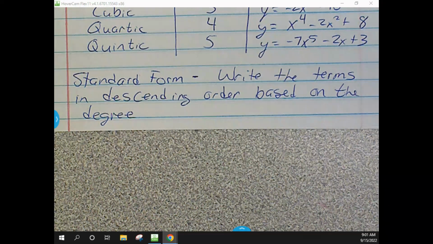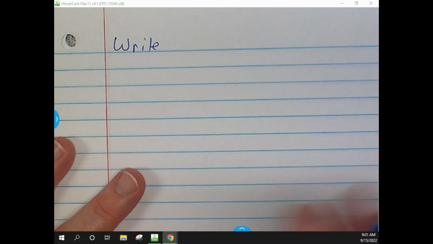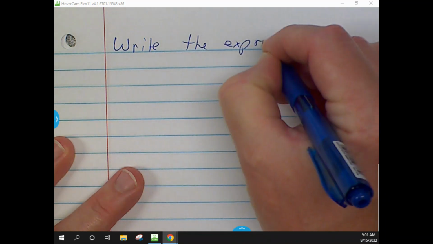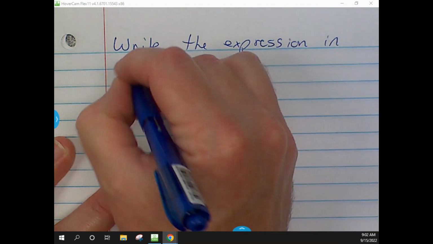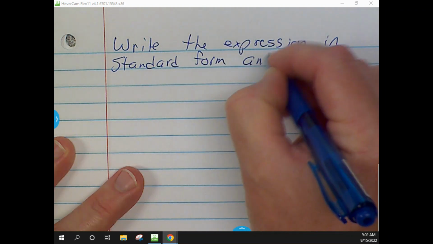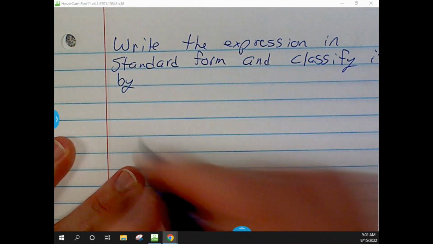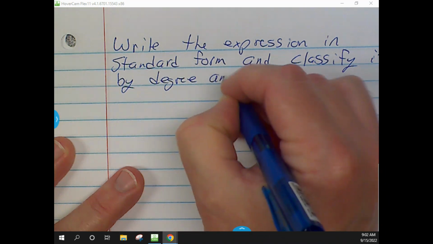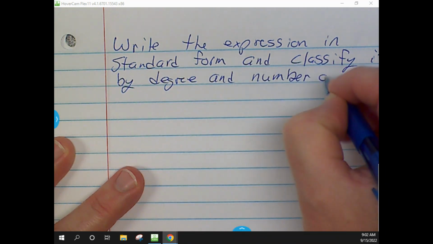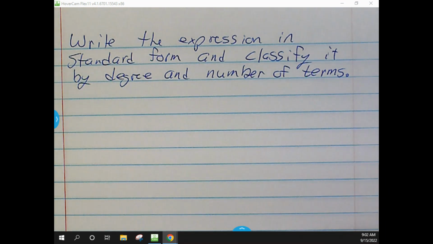Okay, so what we're going to do, we're going to give you some examples. We're going to have you write an expression in standard form. So it's going to give you those directions here. We'll do 3 things, maybe 4 here. So let's write the expression in standard form. And then we're going to classify it by degree and number of terms.